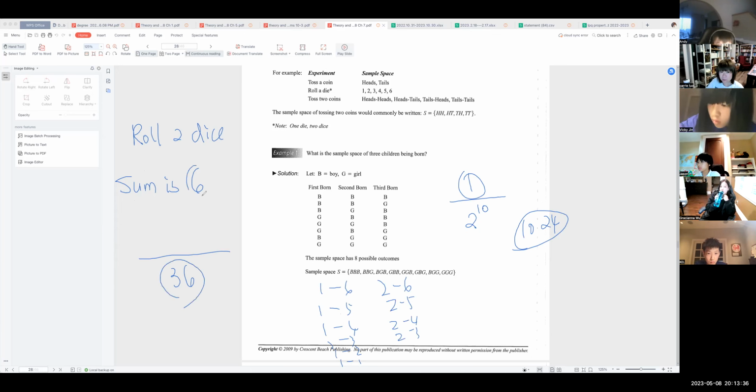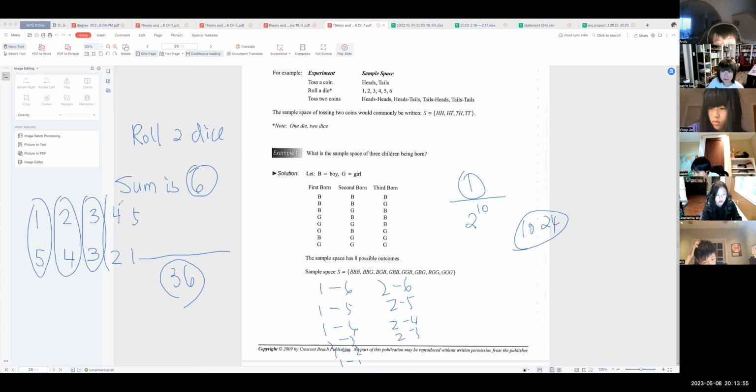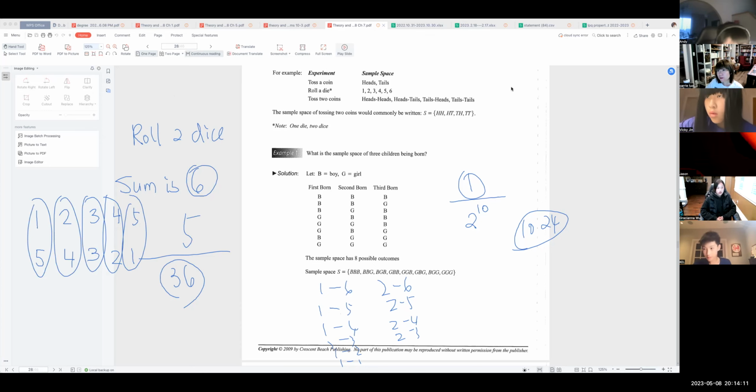But what are the special outcomes where the sum is 6? Everybody, Vicky, think about it. It can be 1 and 5, 2 and 4, 3 and 3, 4 and 2, 5 and 1. So altogether how many? 1, 2, 3, 4, 5. So the answer is 5 over 36. Very good, Graciana. Who else got it right? Jason, very good, good job. Okay, understand, Kelvin? Now let's move forward.